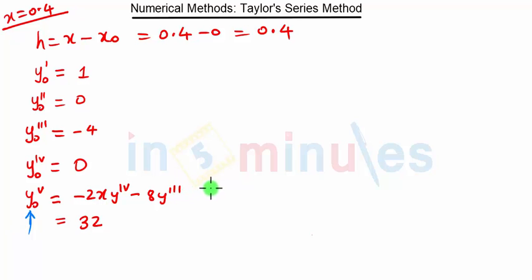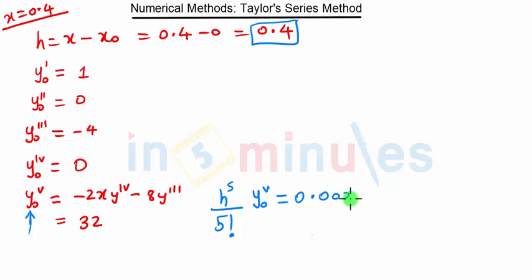But here again we will check the value for decimal because our h has changed. So h raised to 5 upon 5 factorial into y0 of 5. When we put h equal to 0.4, this value turns out to be 0.0273. But we want our decimal up to 4 places, but here we are getting only 2 places. So now we will take the sixth derivative of y.